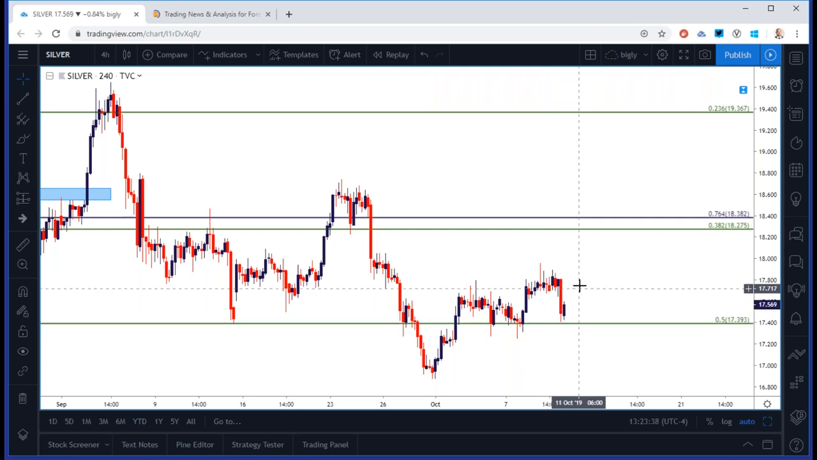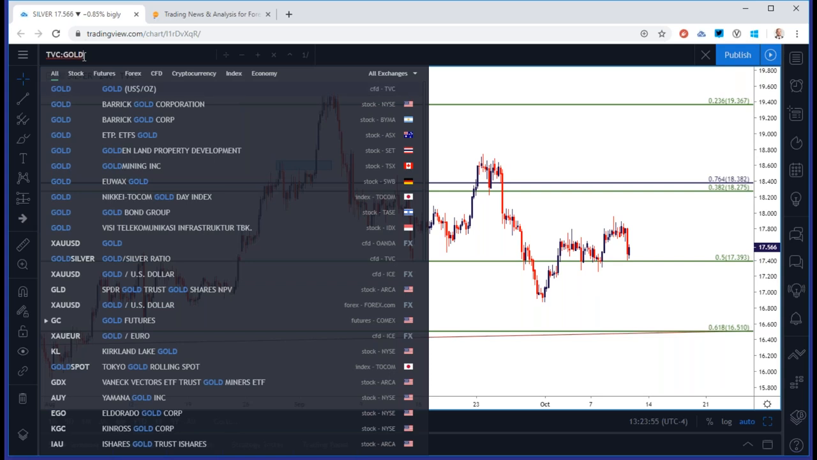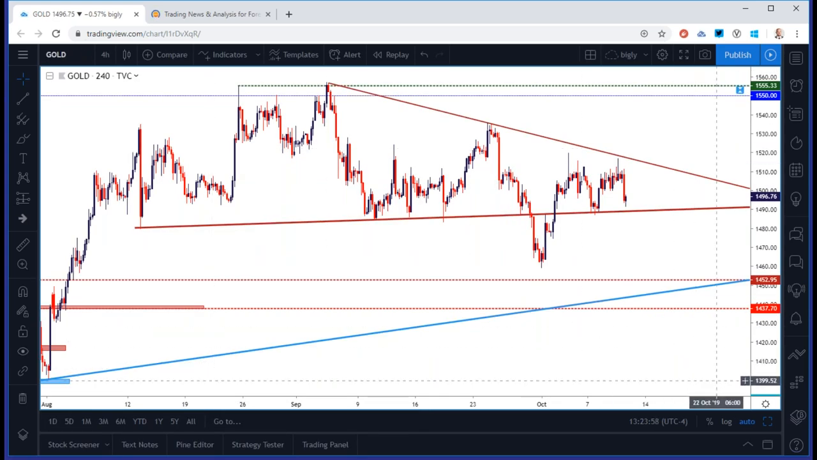And then I can look for prices to revert to 1780. And then maybe eventually towards this big confluence zone that I have that runs between 1828 and 1838. Now, the reason that this becomes attractive is going back to that gold-silver ratio. Gold just doesn't feel ready yet.